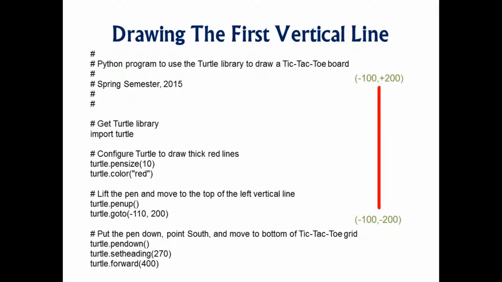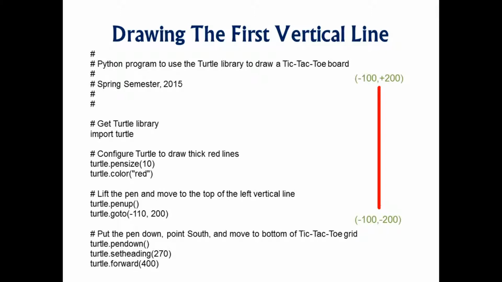Okay, now we're going to lift the pen and move to the top of the left vertical line. So first thing we do is turtle pen up, so we don't leave any marks. Because remember, we're at 0, 0, right? And then we do turtle go to that point. All right, we're good to go.